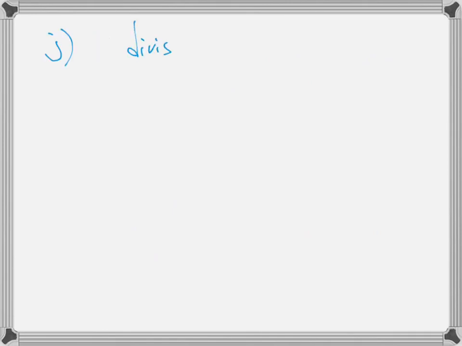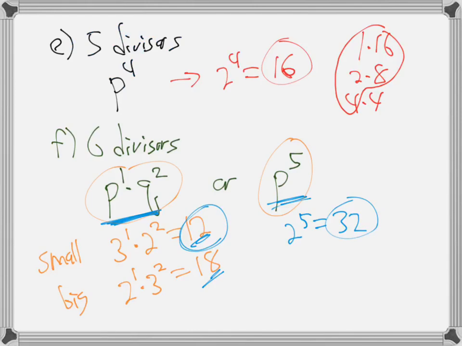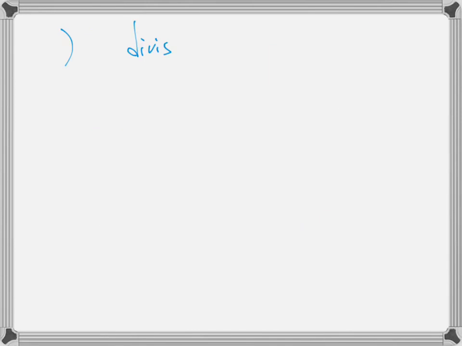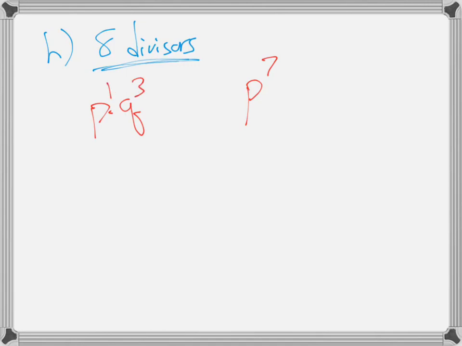Oh, no, 8's tricky. Let's jump to 8 divisors. Find the smallest number with 8 divisors. Okay, so what are the P and Q models? P to the 7th? Yeah, good one. P to the 7th. That's certainly going to have 8 divisors, right? The add 1 to the power rule. And what's the other one? P to the 1st times Q to the 3rd. Yeah, good. Because add 1, that's 2 times 4, going to have 8.